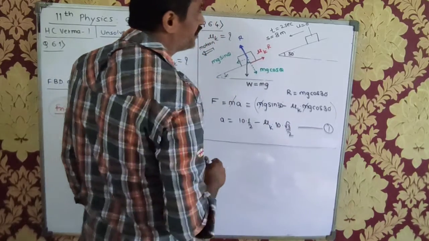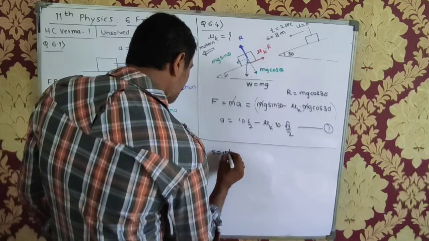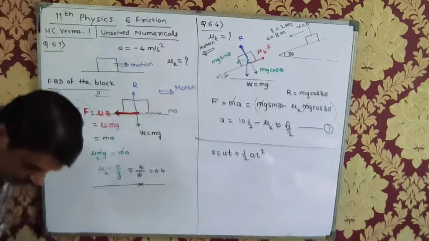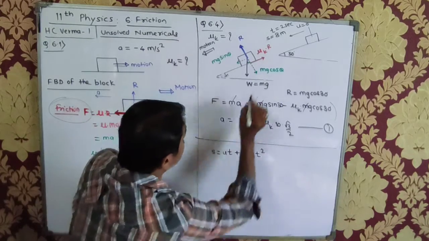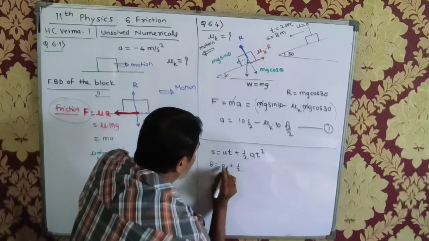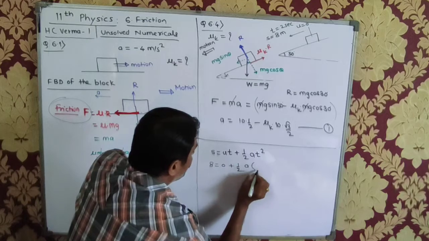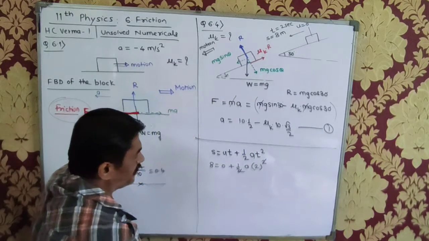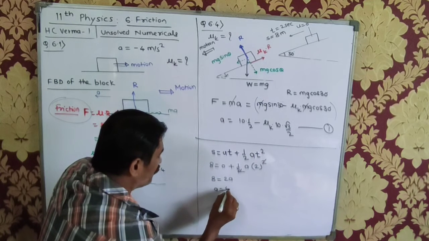Let's look at it from a different perspective. It starts from rest. So I'll use the formula S is equal to ut plus half at square. What is the displacement here? The displacement in this case is 8 meter. Initial velocity is 0. Half, acceleration can be found out, and time is 2 seconds. 2 square, one 2 will cancel. So 8 is equal to 2a, and a is equal to 4 meter per second square.